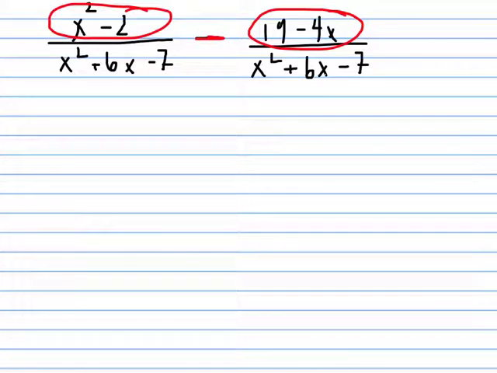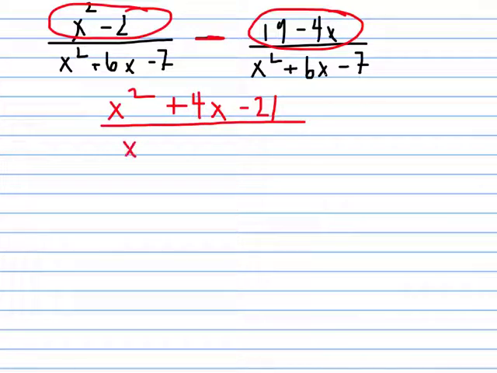We have x squared minus 2 minus 19 minus 4x. So that ends up being x squared, minus negative 4x is plus 4x, and then negative 2 minus 19 is negative 21. Something interesting happens here, I believe.